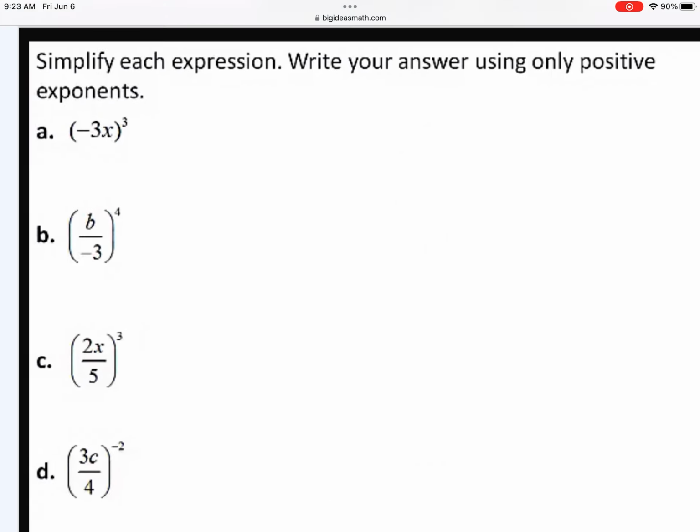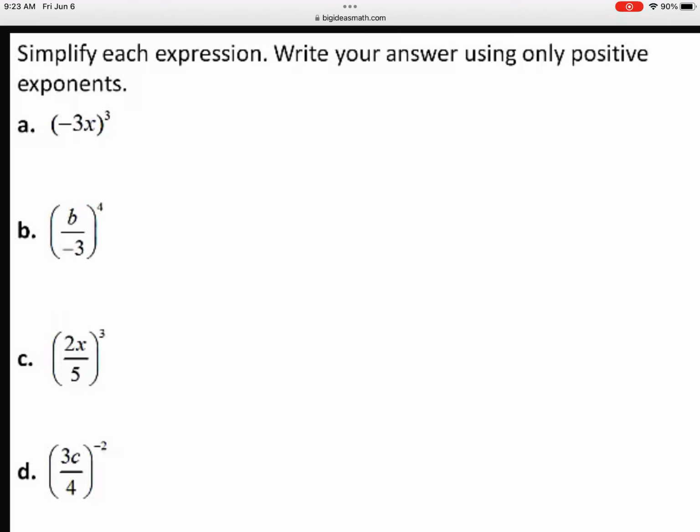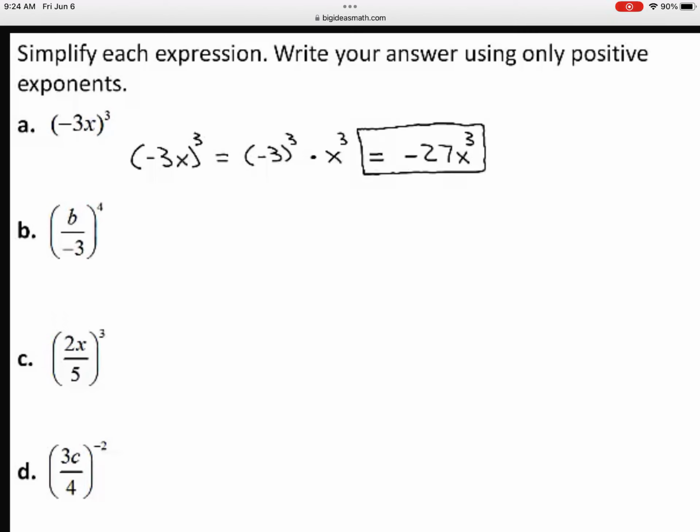Simplify each expression. Write your answer using only positive exponents. Part A. The quantity negative 3x to the third power. The power of a product property says that to find the power of a product, find the power of each factor and multiply. So the quantity negative 3x to the third power equals the quantity negative 3 to the third power times x to the third power, which simplifies to negative 27x to the third power.